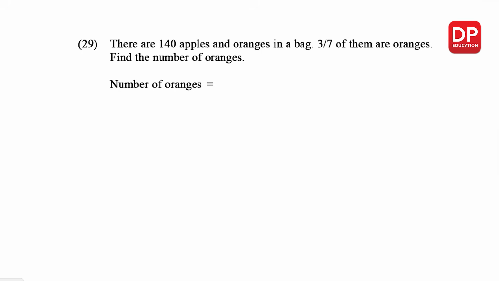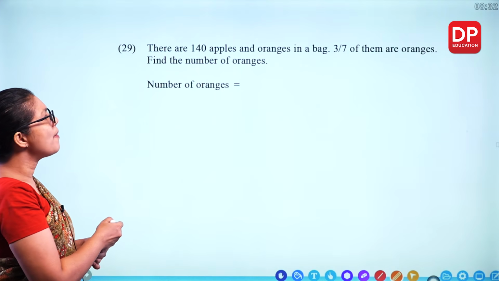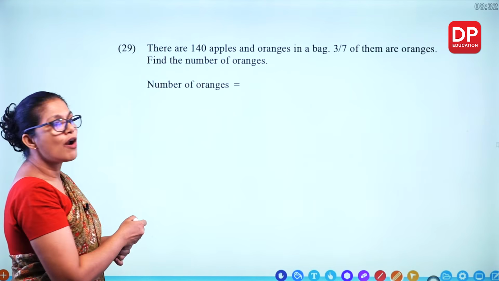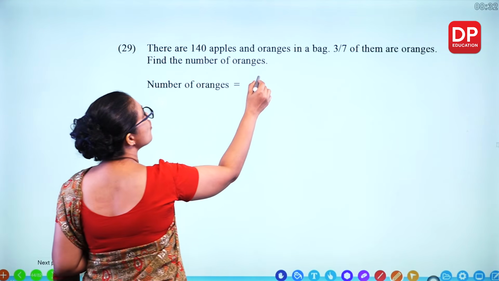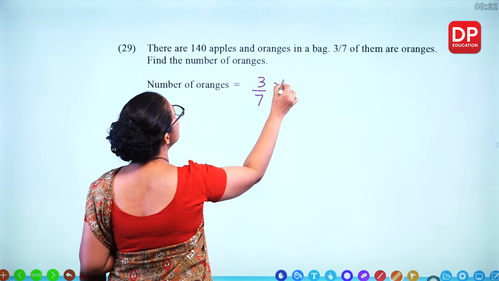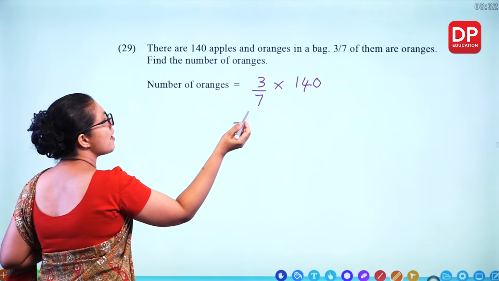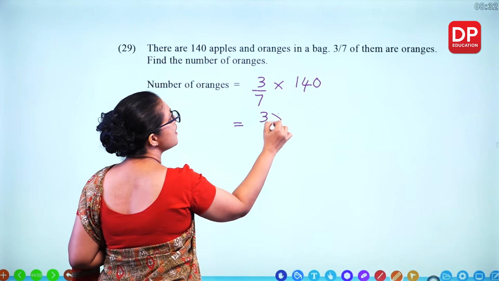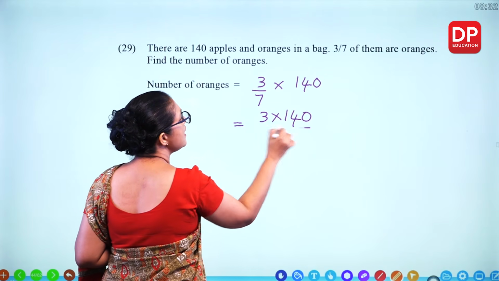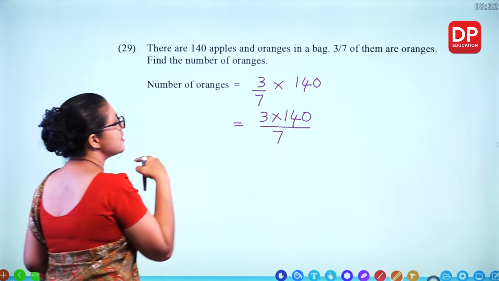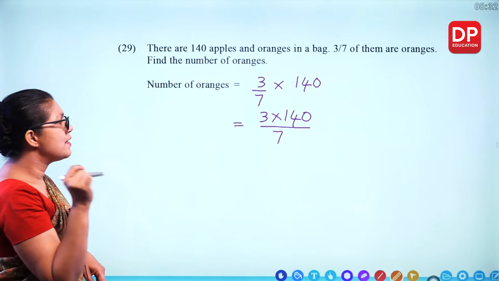Another worded problem. There are 140 apples and oranges in a bag. 3/7 of them are oranges. Find the number of oranges. So 3/7 of 140. Fraction multiplied by a whole number. So multiply the numerator separately and here denominator is 7. We only multiply the numerator.